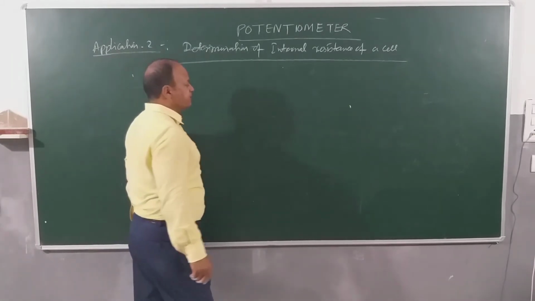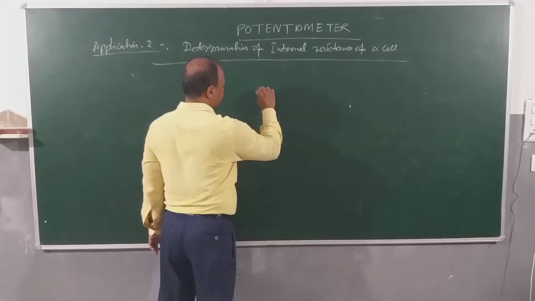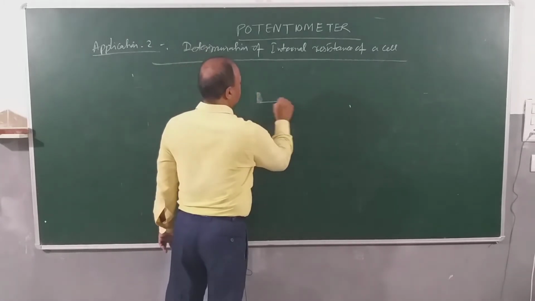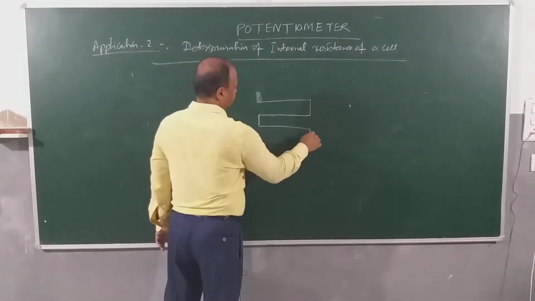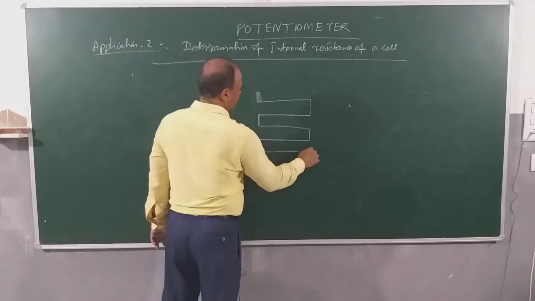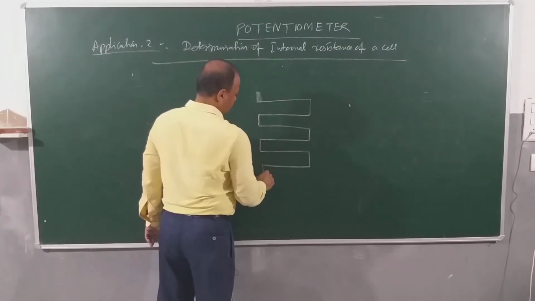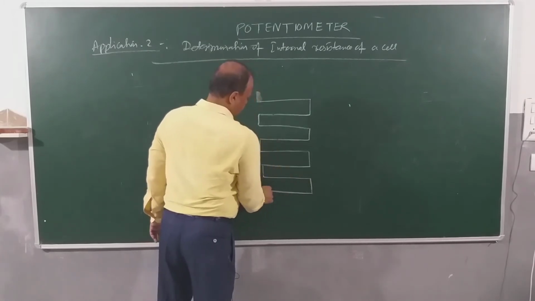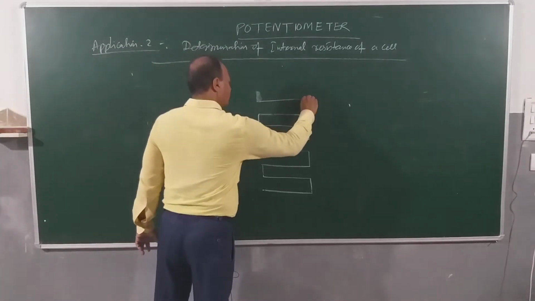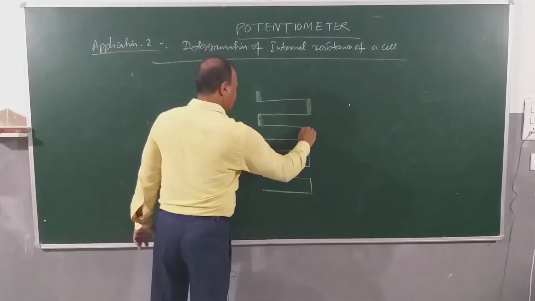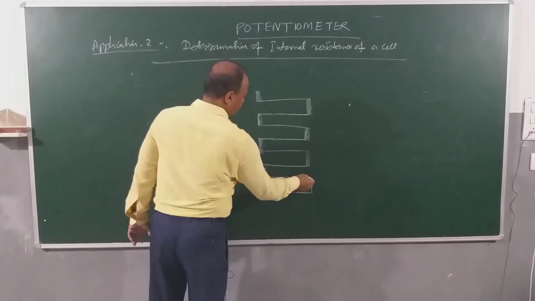For this the circuit is very simple. Now here is the potentiometer. We start from this. This is a potentiometer, and the objective is to determine the internal resistance of this cell. 1, 2, 3, 4, 5, 6, 7, 8. I am considering an 8 meters long wire, but you can consider any length which is more than 4 meters. Generally remember, the more the length of the potentiometer, the more the sensitivity, right?